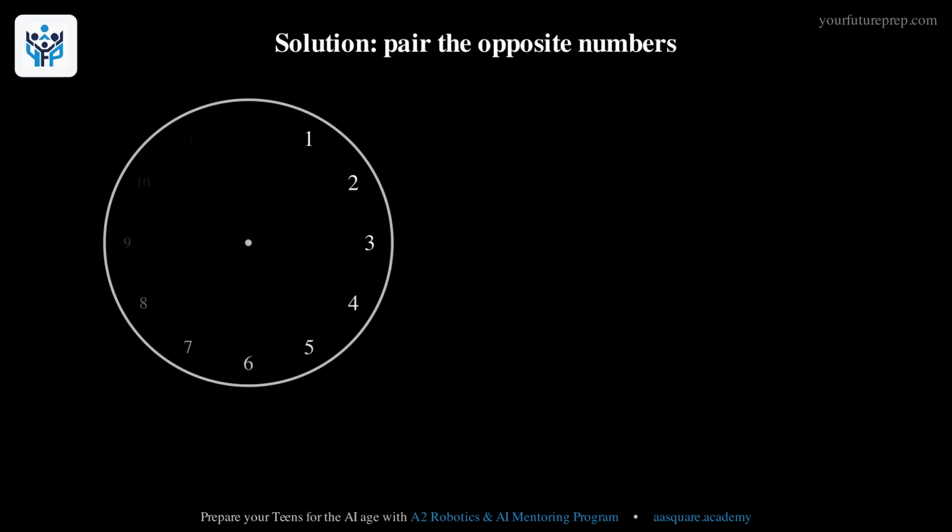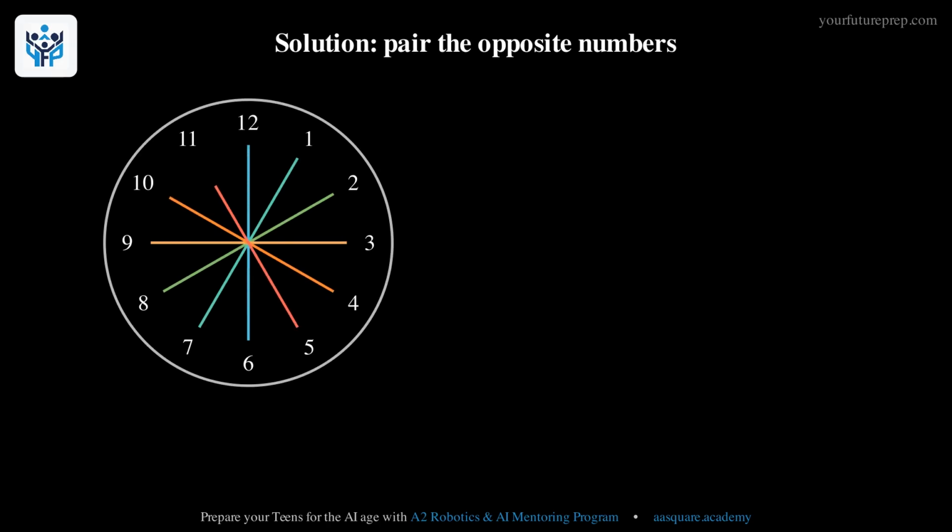On a clock, the number directly across from any number is 6 hours away. So the opposite pairs are 12 and 6, 1 and 7, 2 and 8, 3 and 9, 4 and 10, and 5 and 11. Each pair is joined by a straight line through the center. Now take the average of each pair.